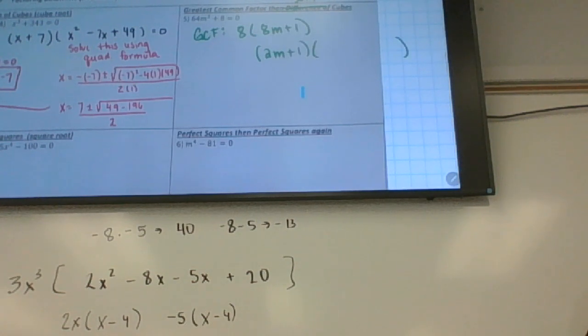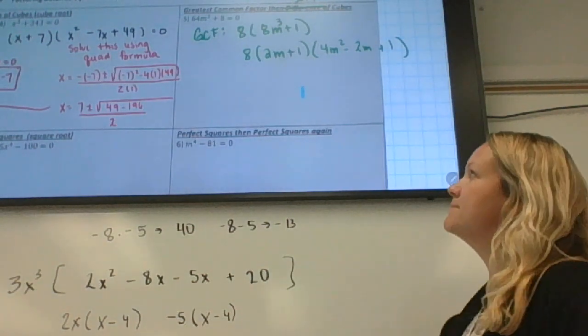Is it not 4m squared plus minus 4? There you go. Why did you get the 2i, because you divided it by 4? The cube root of 8 is 2.